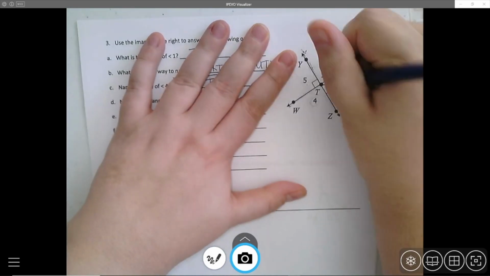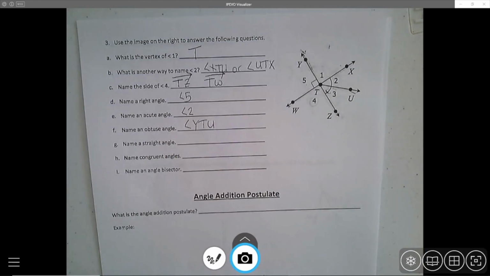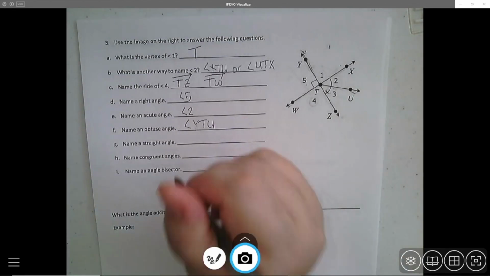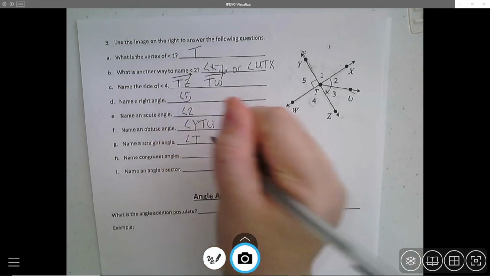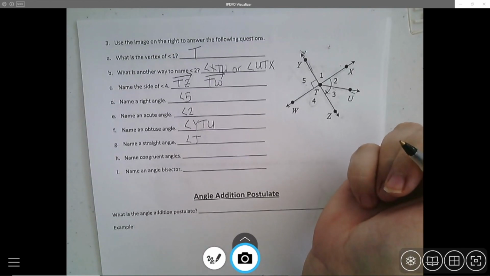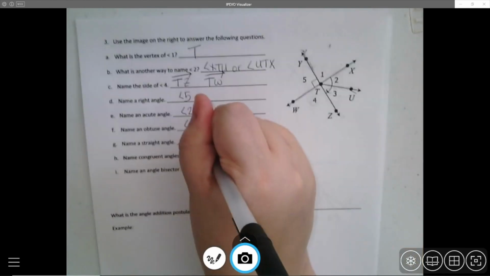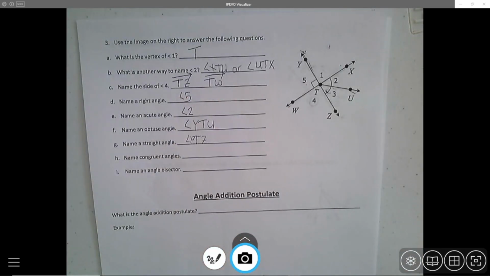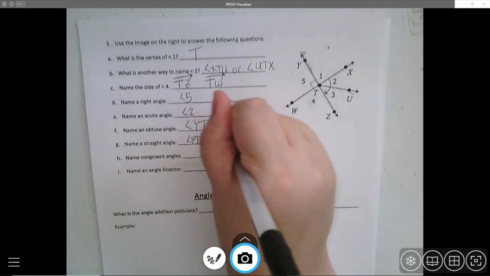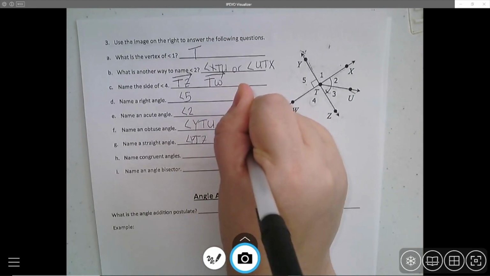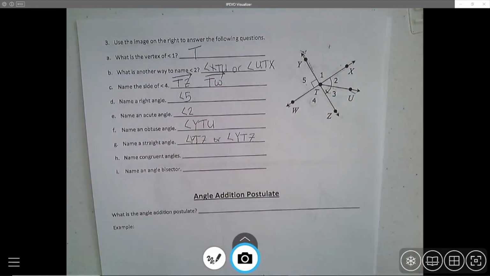Okay, looking here at the next one, name a straight angle. This is naming a straight line with 3 letters. So, YTZ. That's what's a Y in front. Angle YTZ. Let me rewrite that so it's easier to see. Angle YTZ. Are there other options? Absolutely. That's just one example I chose.